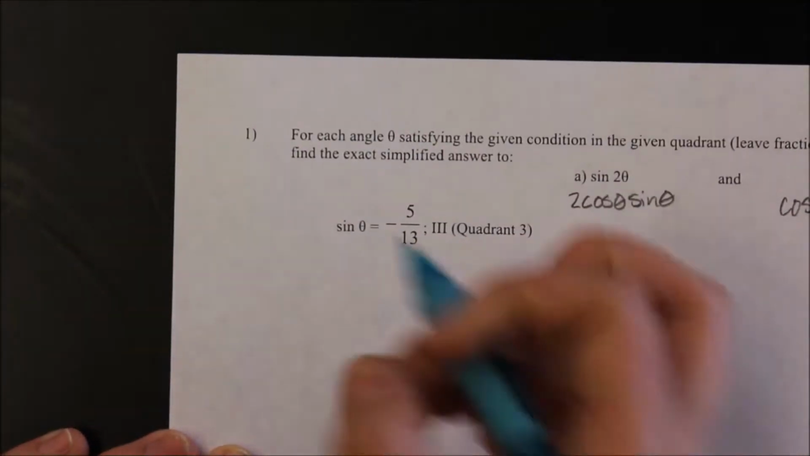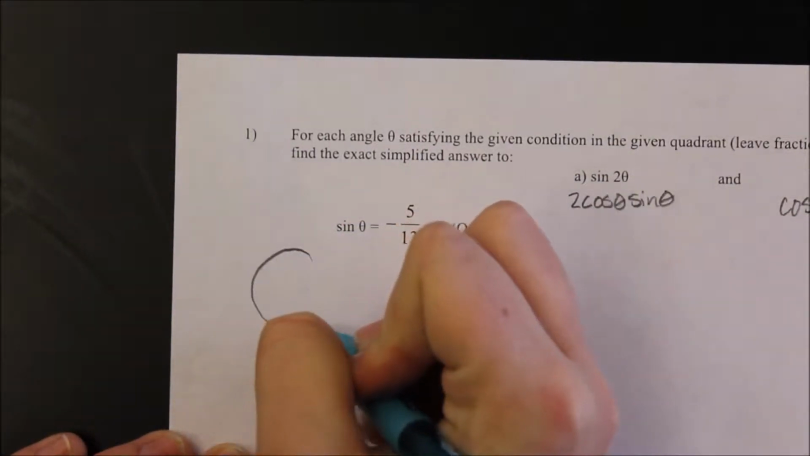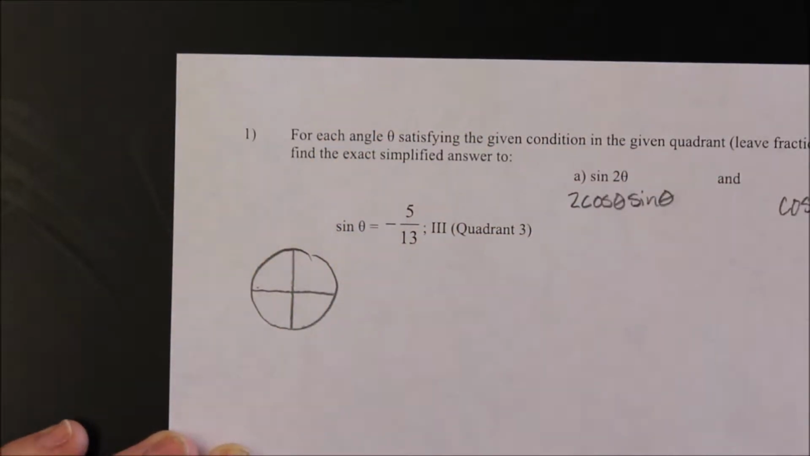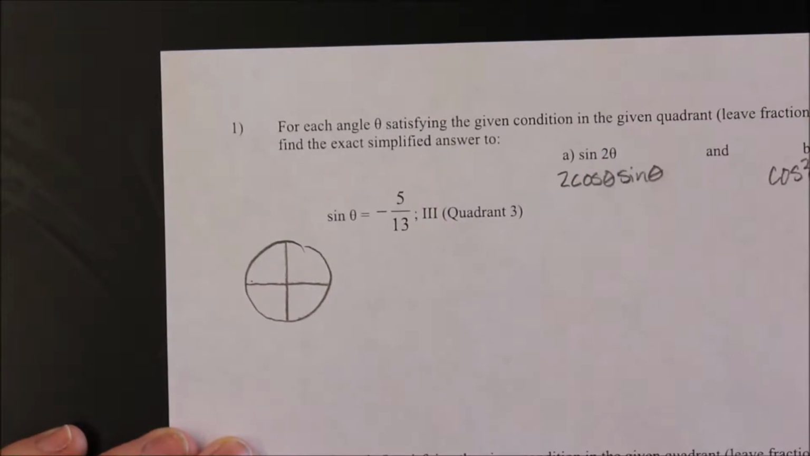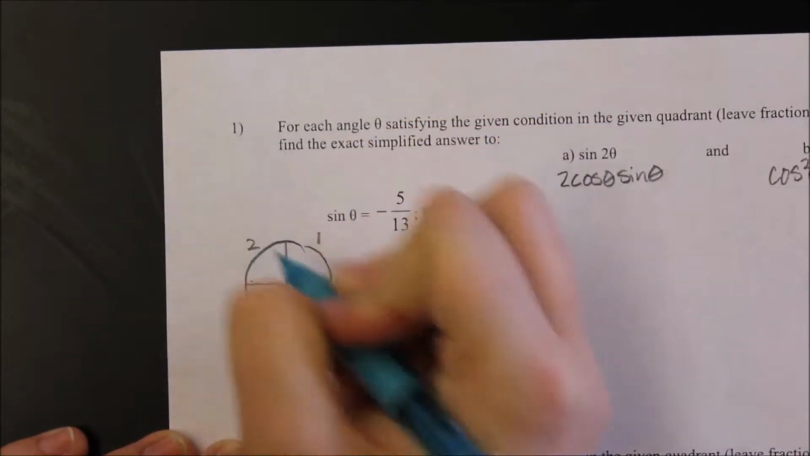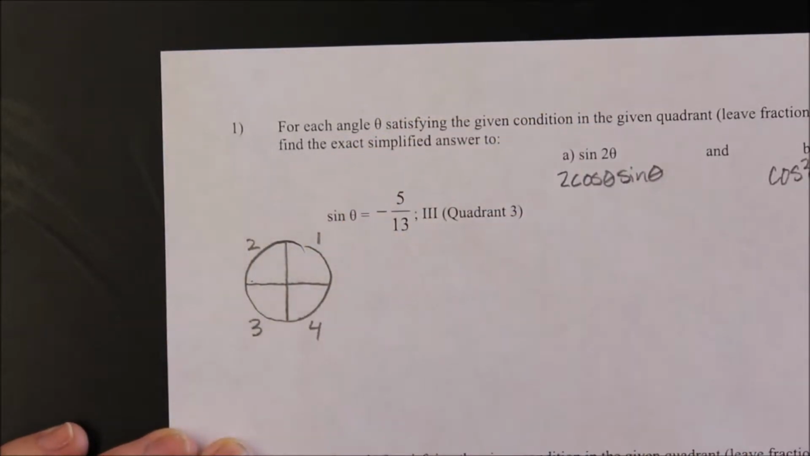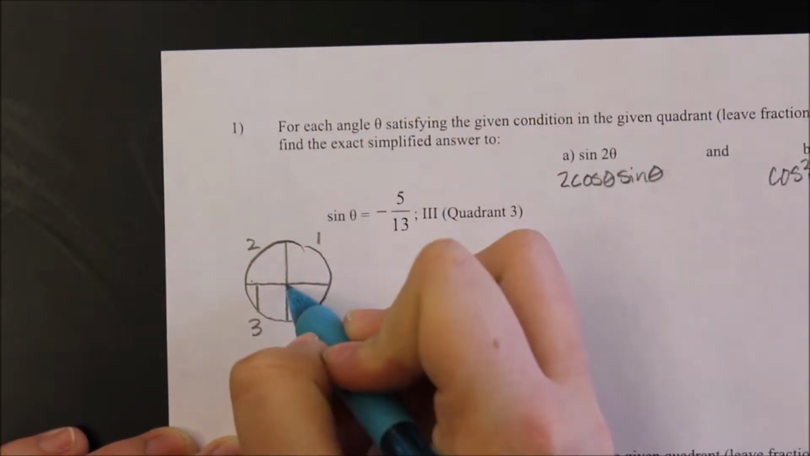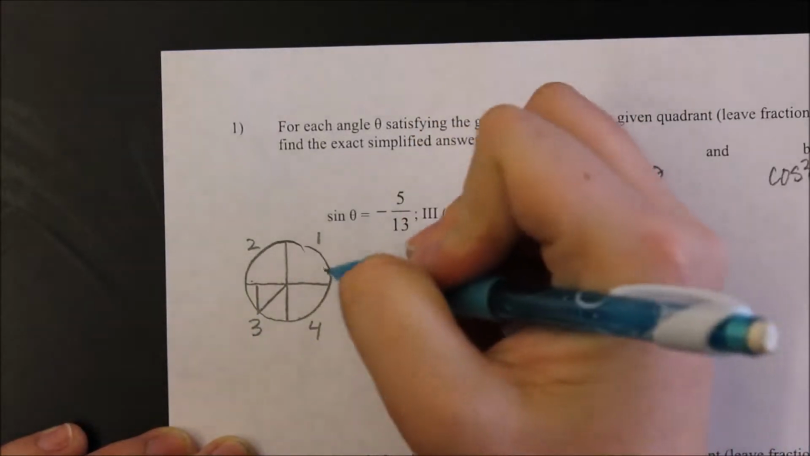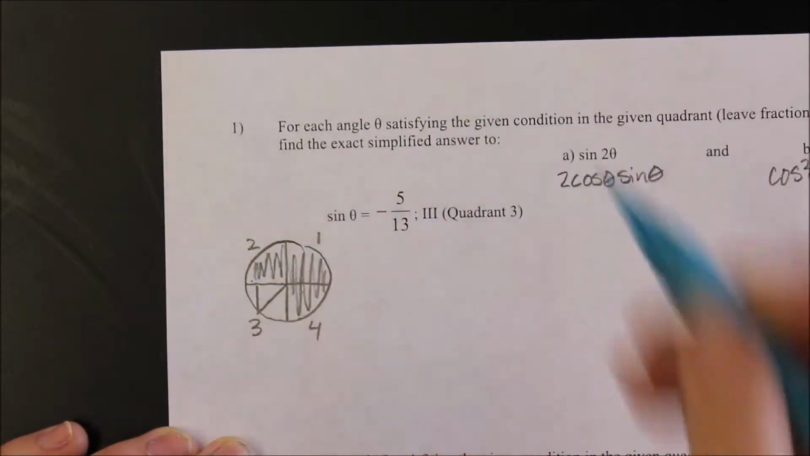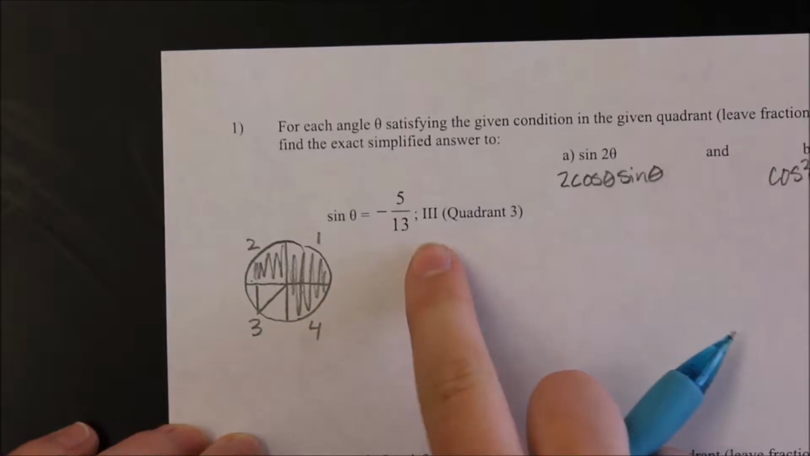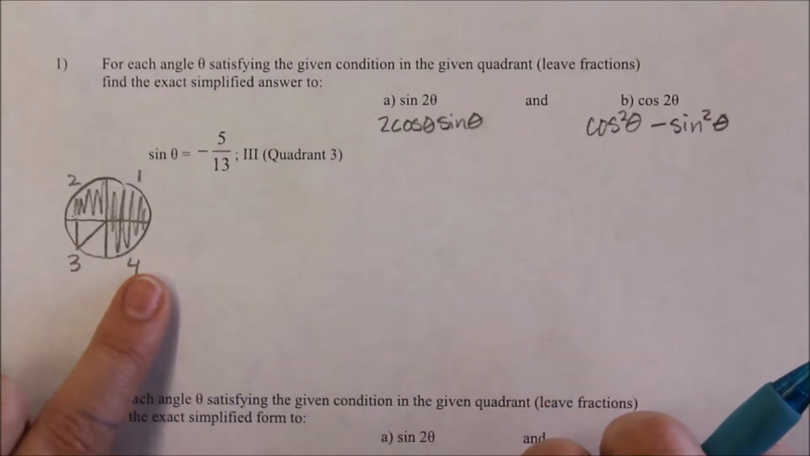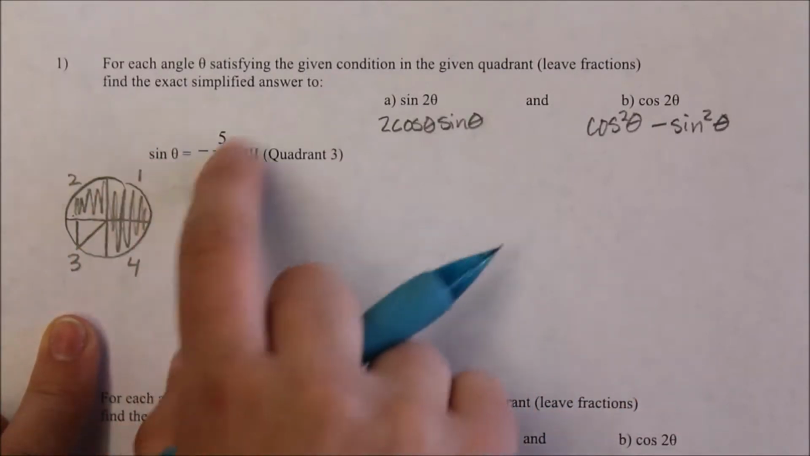Before we even start filling anything, we look at quadrants. I usually draw a circle just off to the side, and what quadrant 3 is telling us in our problem is that our triangle is in the third quadrant. So here's 1, 2, 3, 4, and our triangle is somewhere in the third quadrant. Not a specific angle, it's not a pretty angle. We're not finding angles. So I just shade out the parts we don't need. That's where the triangle is located, in the third quadrant.